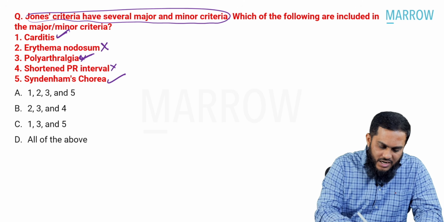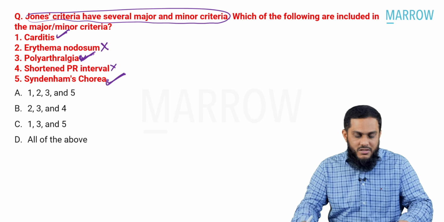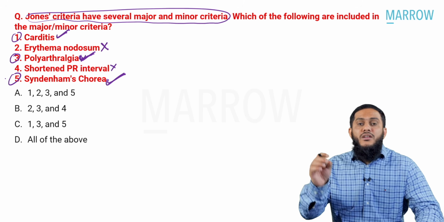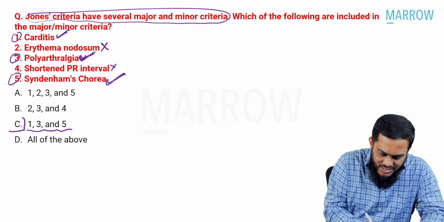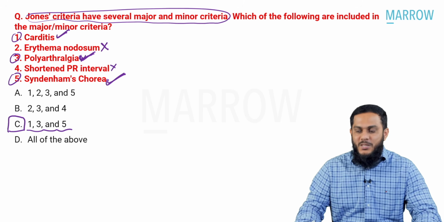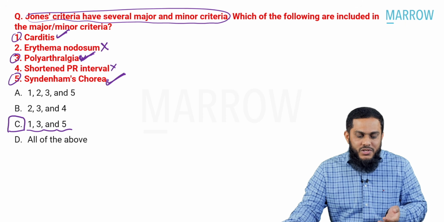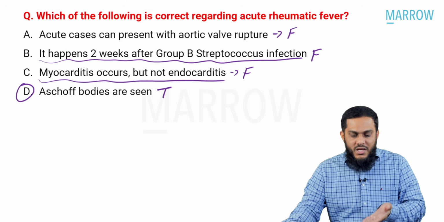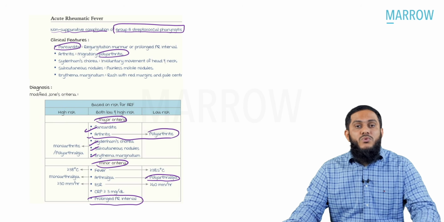Carditis and Sydenham's chorea, we have two major criteria. Polyarthralgia, we have one minor criteria. So 1, 3 and 5 are included in major and minor criteria. Option 1, 3 and 5 is there in C. So C is the right answer here. See again, directly from the class notes. First question, pneumococcus, you answered from the respiratory system. Second and third questions, from acute rheumatic fever, you answered from the cardiovascular system.